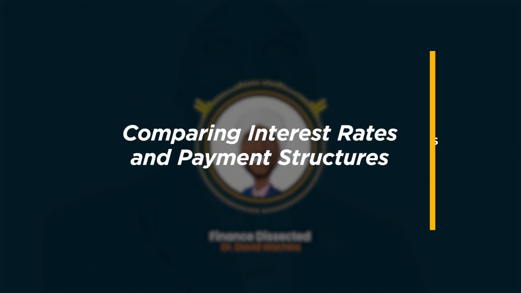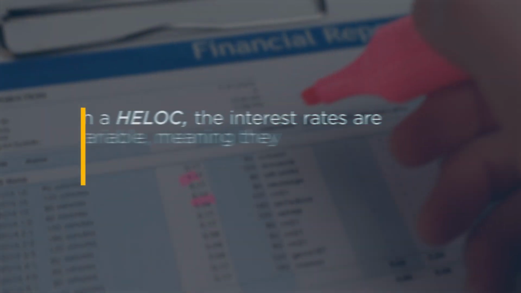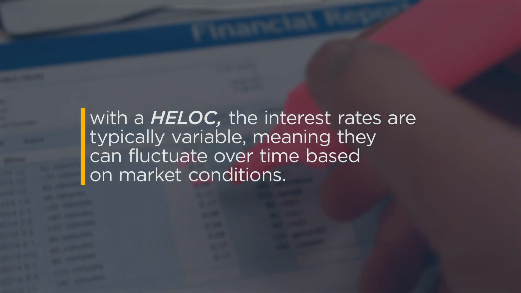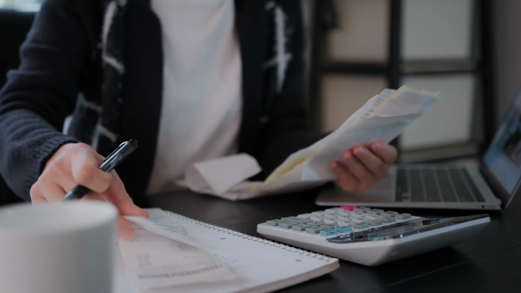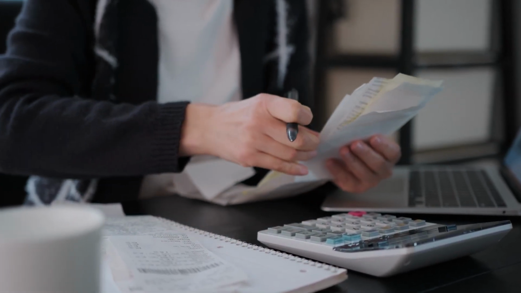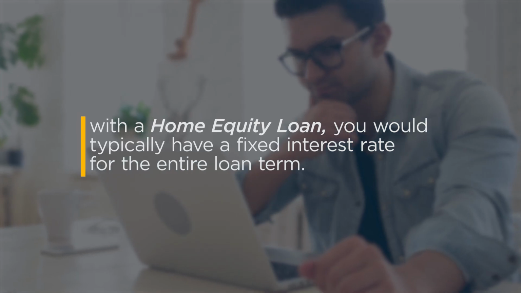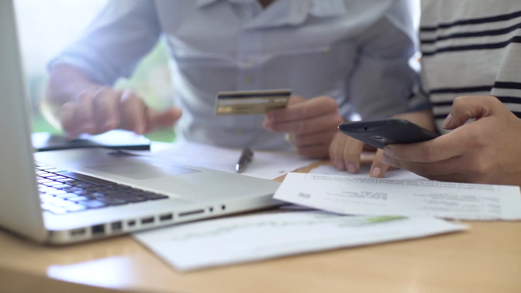One of the key differences between a HELOC and a home equity loan lies in their interest rates and payment structures. With a HELOC, the interest rates are typically variable, meaning they can fluctuate over time based on market conditions. This means that your monthly payments may vary if the interest rate changes. On the other hand, with a home equity loan, you would typically have a fixed interest rate for the entire loan term. This provides the advantage of predictability, as your monthly payments will remain the same throughout the repayment period.